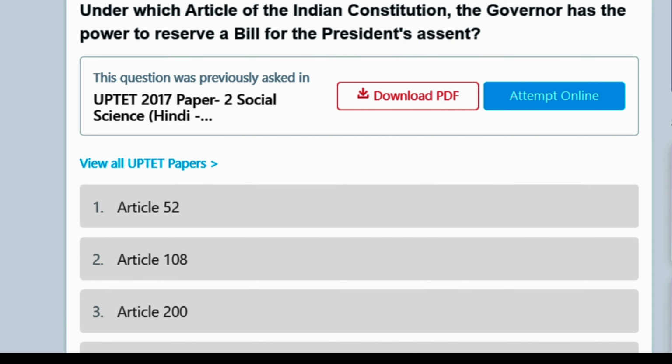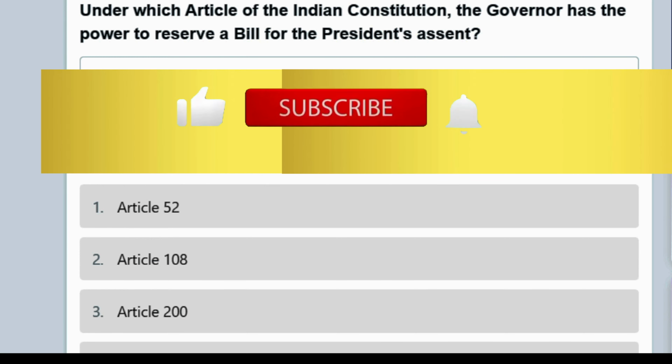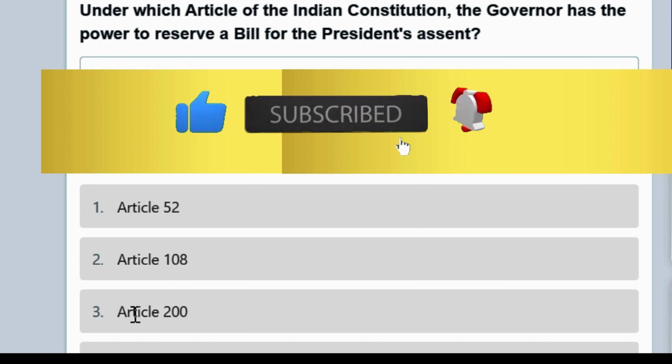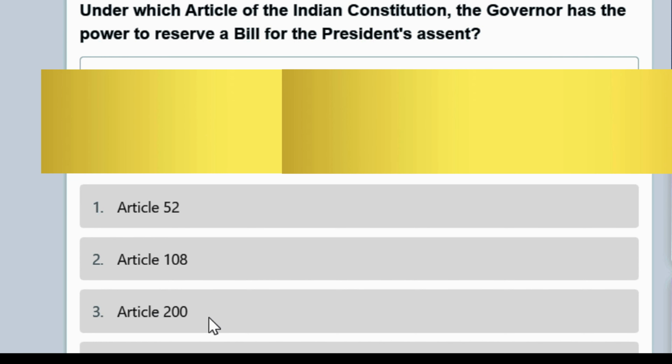Under which article of the Indian Constitution does the Governor have the power to reserve a bill for the President's assent? Options are Article 52, Article 108. Actually, the answer is Article 200. Under which article does the Governor have the power to reserve a bill for the President's assent? The answer is Article 200.